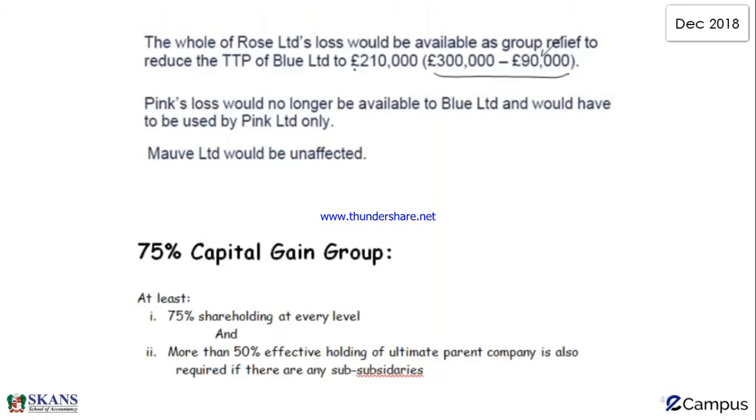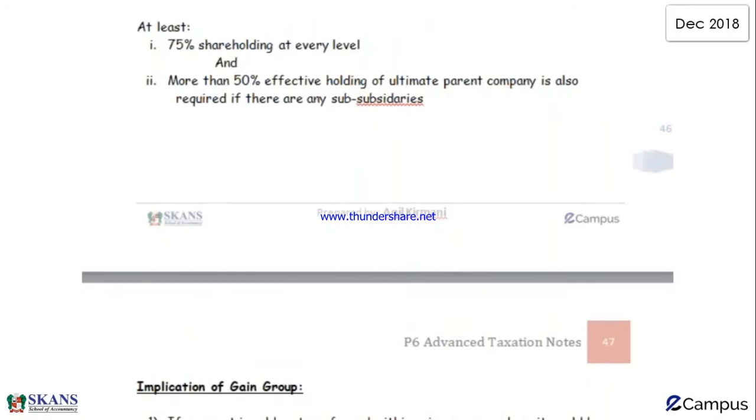Moving on to the next implication or next group, well, that is the 75% capital gain group. This group, the 75% capital gain group, exists. Well, the conditions are more or less the same, with the exception that at every level holding should be 75%, but the effective holding of the ultimate parent company in sub-subsidiaries need not be 75 as well. Well, for a 75% capital gain group, it needs to be at least more than 50%, and that is all.